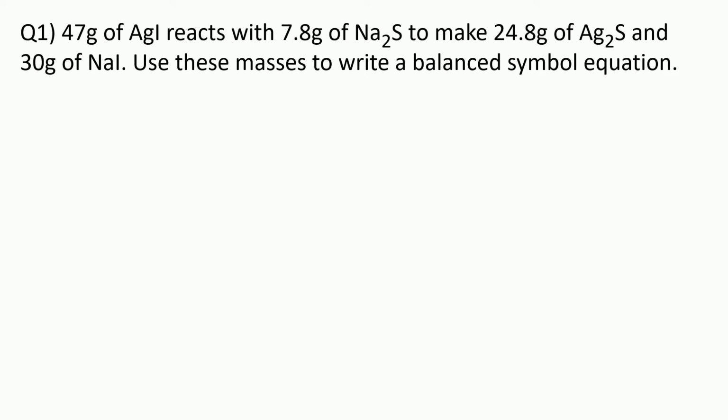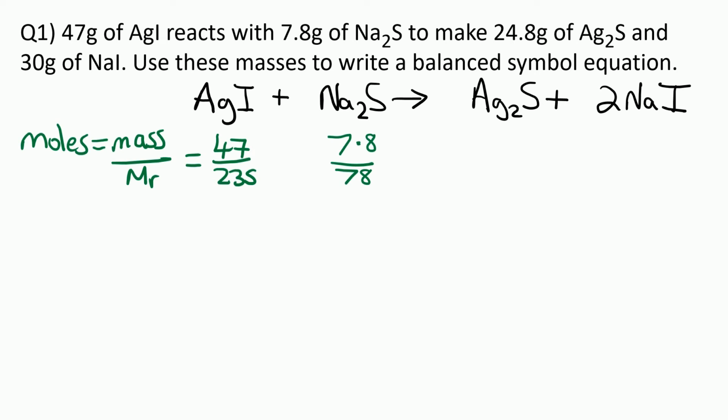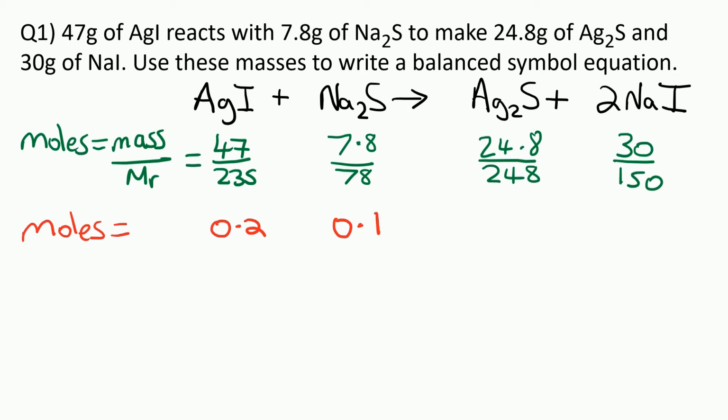The first stage, remember, is to write out a basic equation. So it says AgI reacts with Na2S, so they must go on the left of the arrow, to make Ag2S and NaI, so they go on the right of the arrow. And then we want to work out the proportions of each for the balancing numbers. So we do moles equals mass over Mr for each term, which comes out like this: 47 over 235, 7.8 over 78, 24.8 over 248, and 30 over 150. And that comes out at 0.2, 0.1, 0.1 and 0.2.